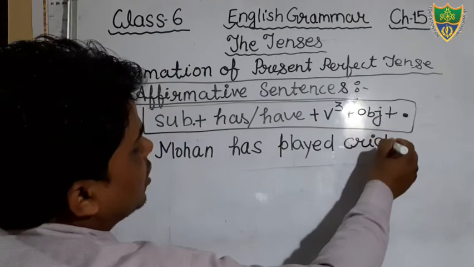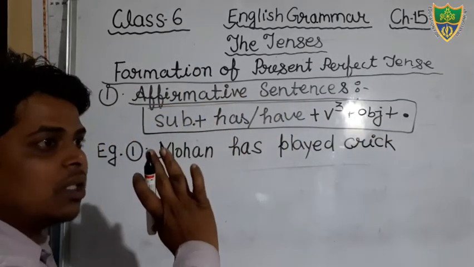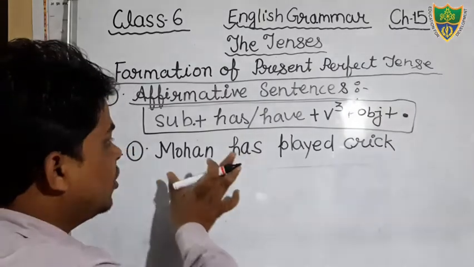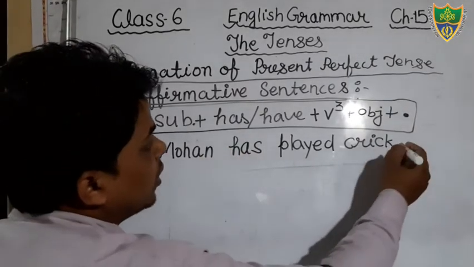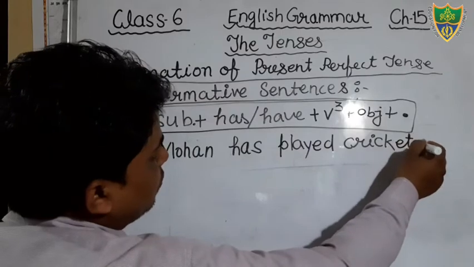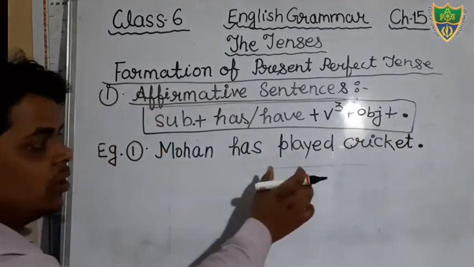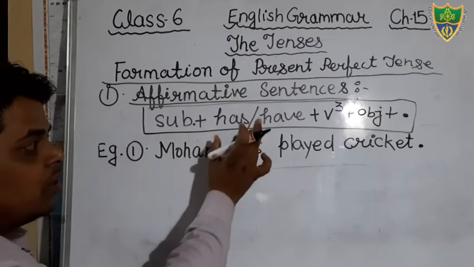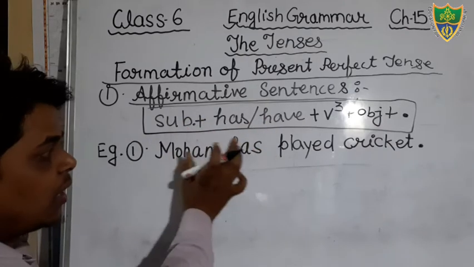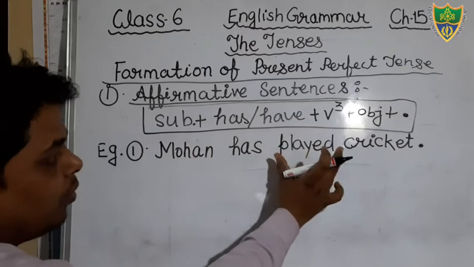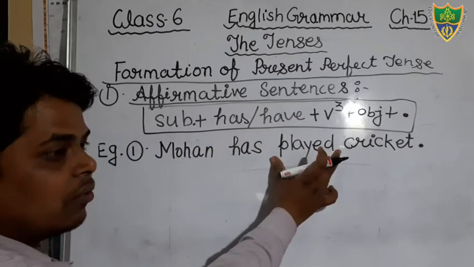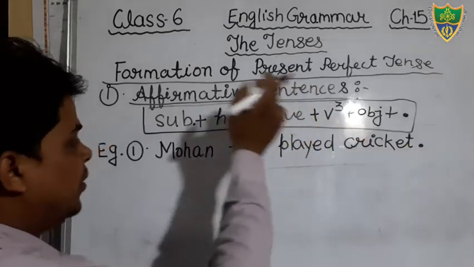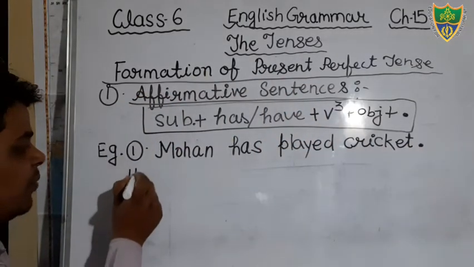Dear students, this tense, present perfect tense, denotes the completion of an action in the present time. So just here, Mohan has played cricket. Okay, so you can see, we can match here, there is subject, then after helping verb according to the subject, then after verb, the verb is here in the third form, and then after object. Just see one more example.